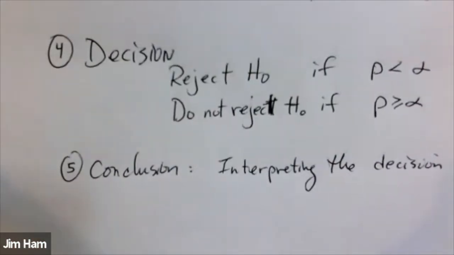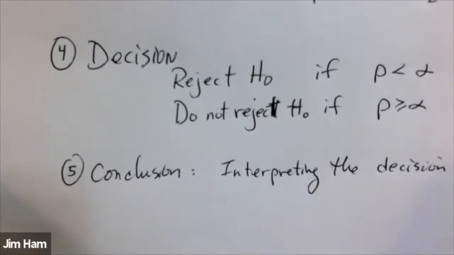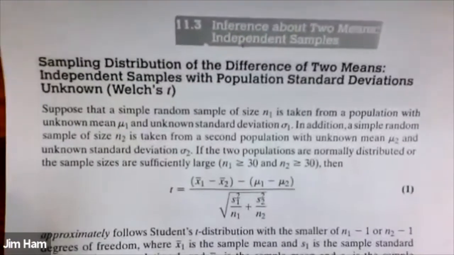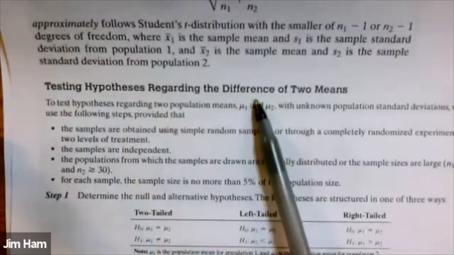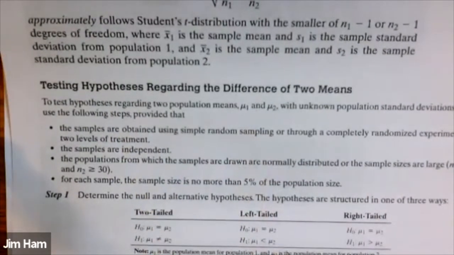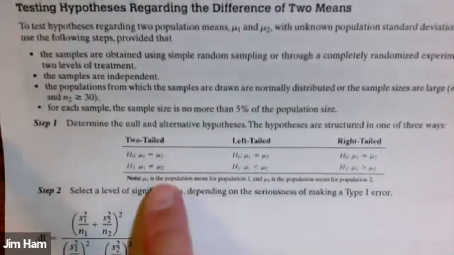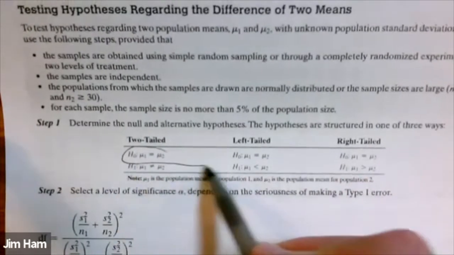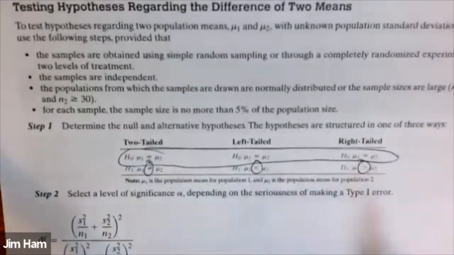Okay, so same 5 steps, and we'll do a hypothesis test now, and then we'll go ahead and do a confidence interval problem as well. All right, so from the notes, you can see here that I have some notes for you to check out afterwards. We're testing hypotheses regarding the difference of two means from independent samples. We want our sample sizes to be larger than 30. We have two-tailed, left-tailed, right-tailed tests. Notice that the null hypothesis is the same regardless of the test, and the only difference in the tests would be the sign in the alternative.